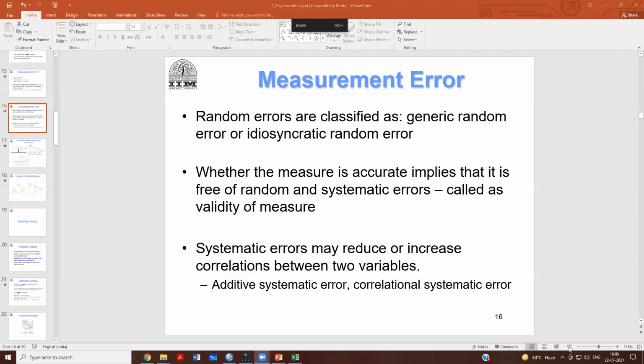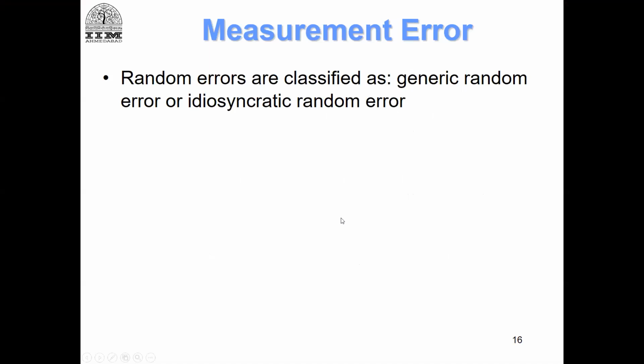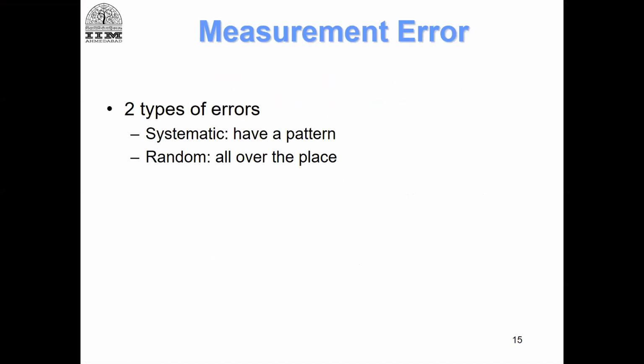So we have discussed measurement error so far, and let me give you a little more insight into what measurement errors are and what kind of measurement errors exist. There are two kinds of measurement errors. One is called random measurement error and the other is called systematic error.